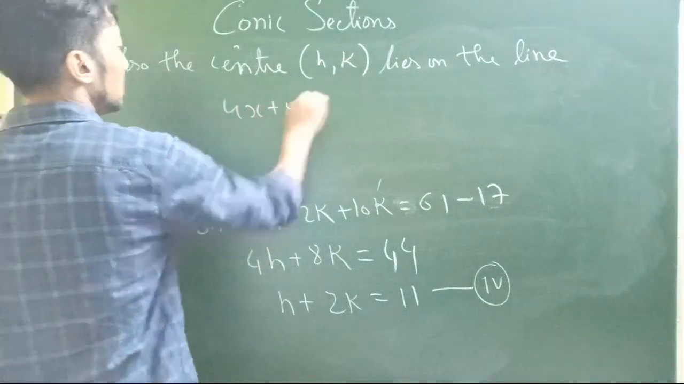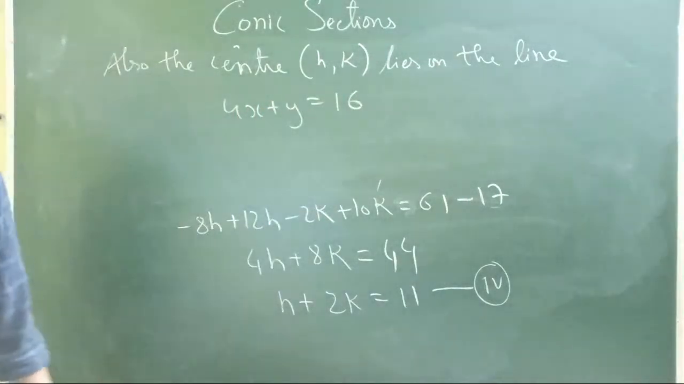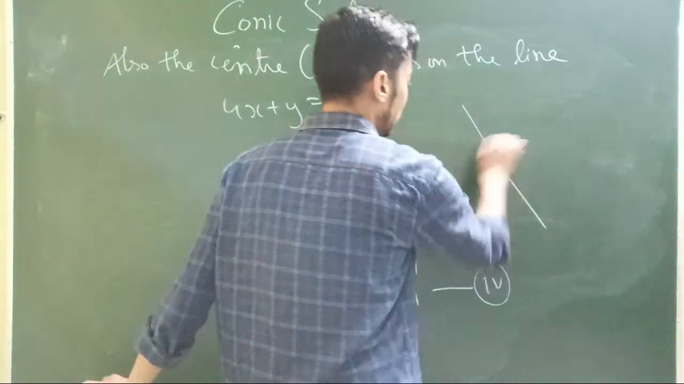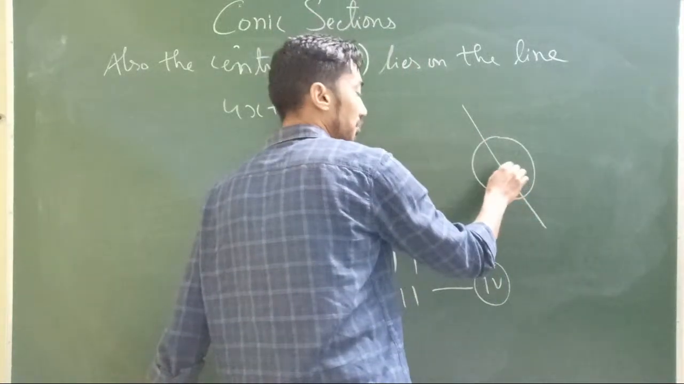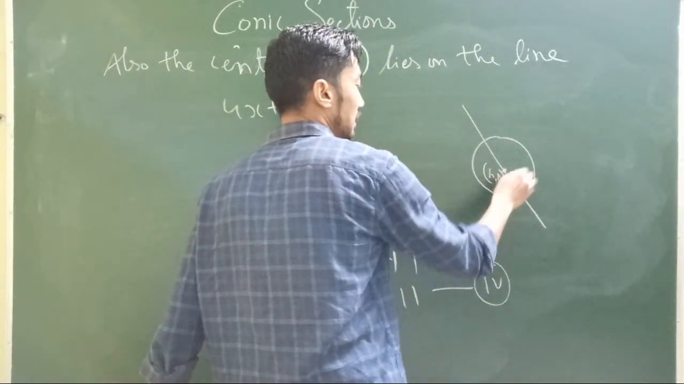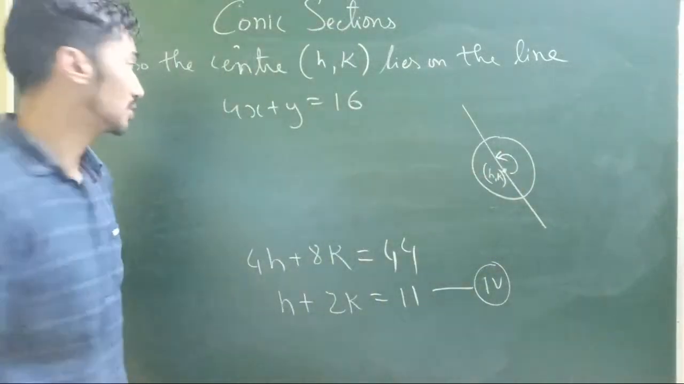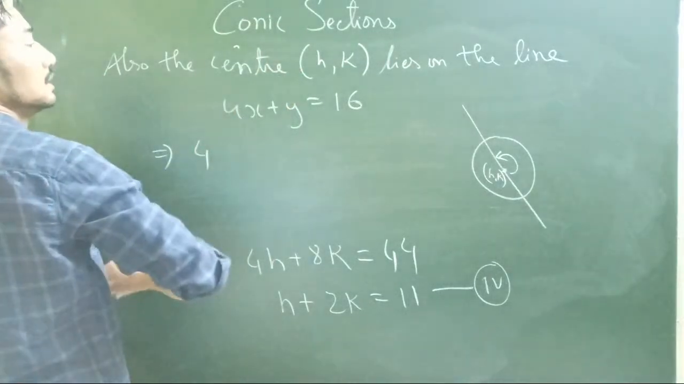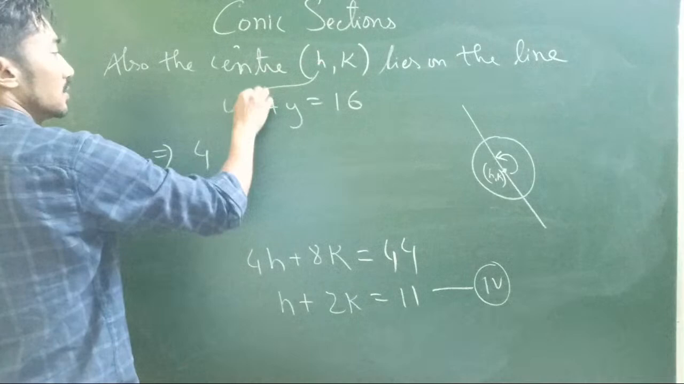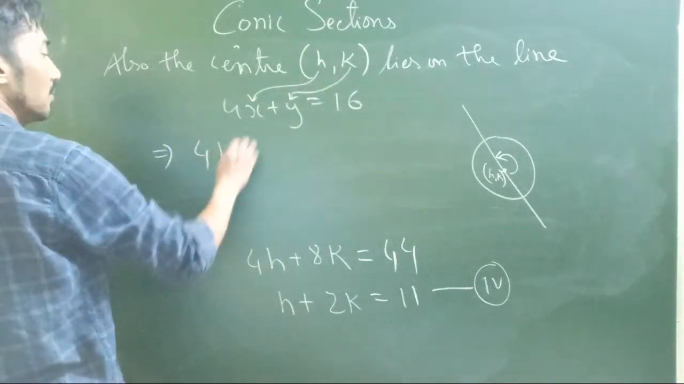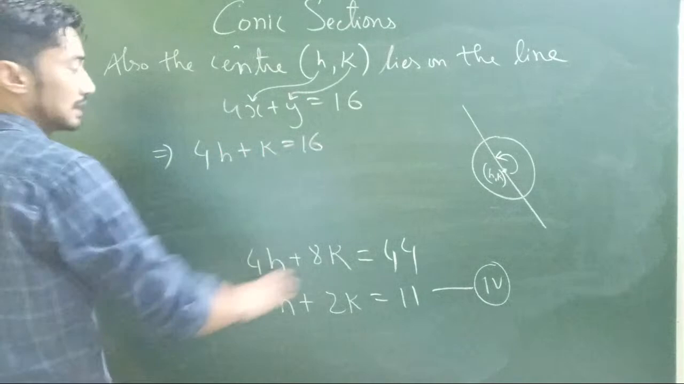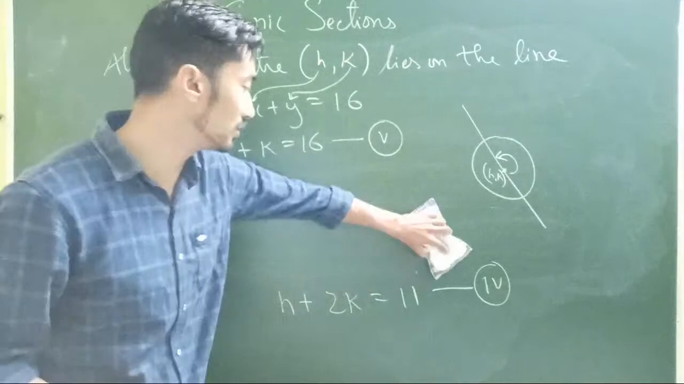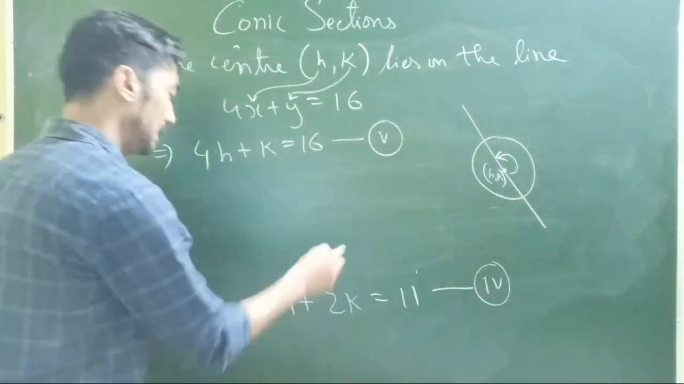4x plus y is equal to 16. The center is lying on the line 4x plus y is equal to 16. That means since the center is lying on the line, the point that is the center will also satisfy this line, which implies that the center h, k will satisfy this line. So that's 4h plus k is equal to 16. That is equation number 5. Now let's solve equations 4 and 5, which will give us the values of h and k.